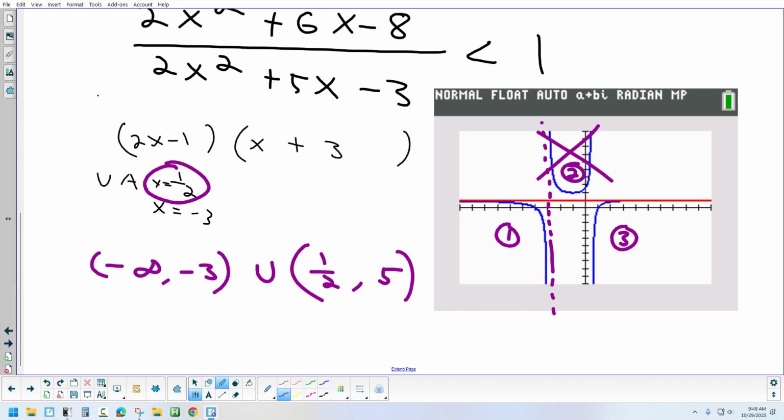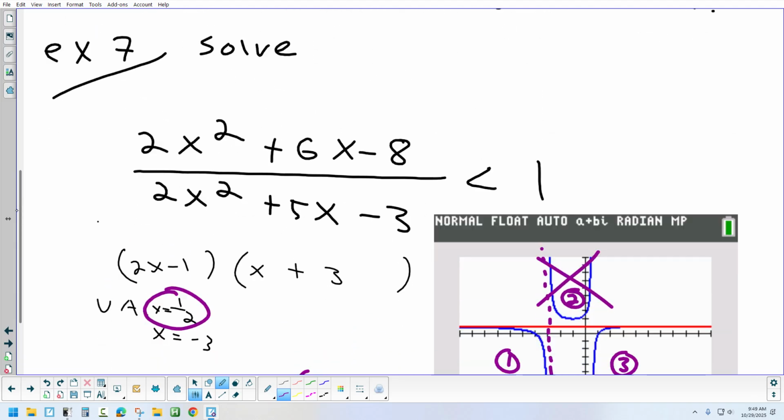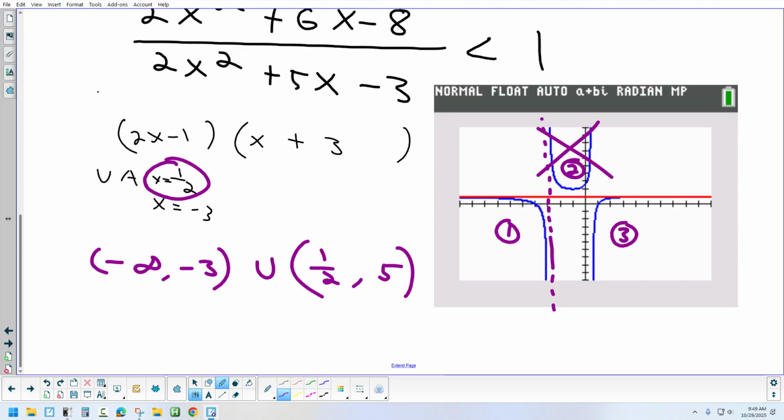So those are the two intervals that are under the number 1. If you wanted to know where you are above 1, well, you could do that too. It'd be everywhere in interval 2. That's between the vertical asymptotes. Interval 1 we would exclude completely. And interval 3, it would be from numbers higher than 5. Because once you get over here, you end up above the red line. Okay. Any question on that one?